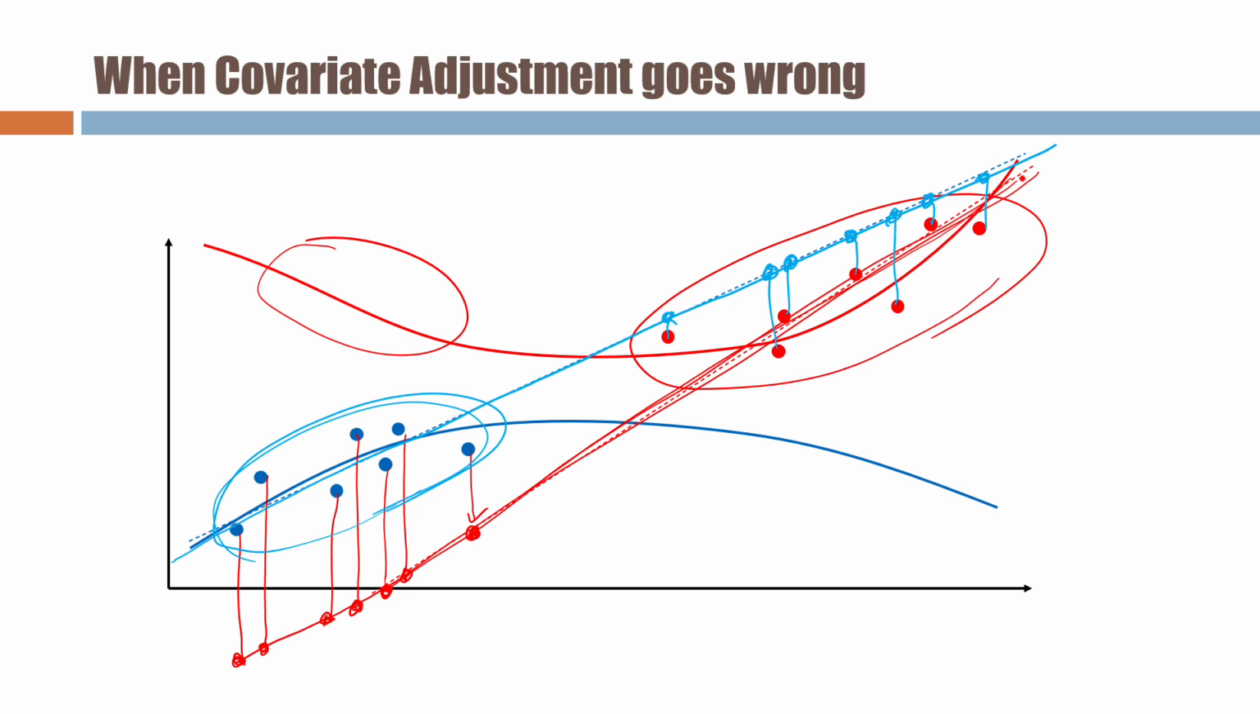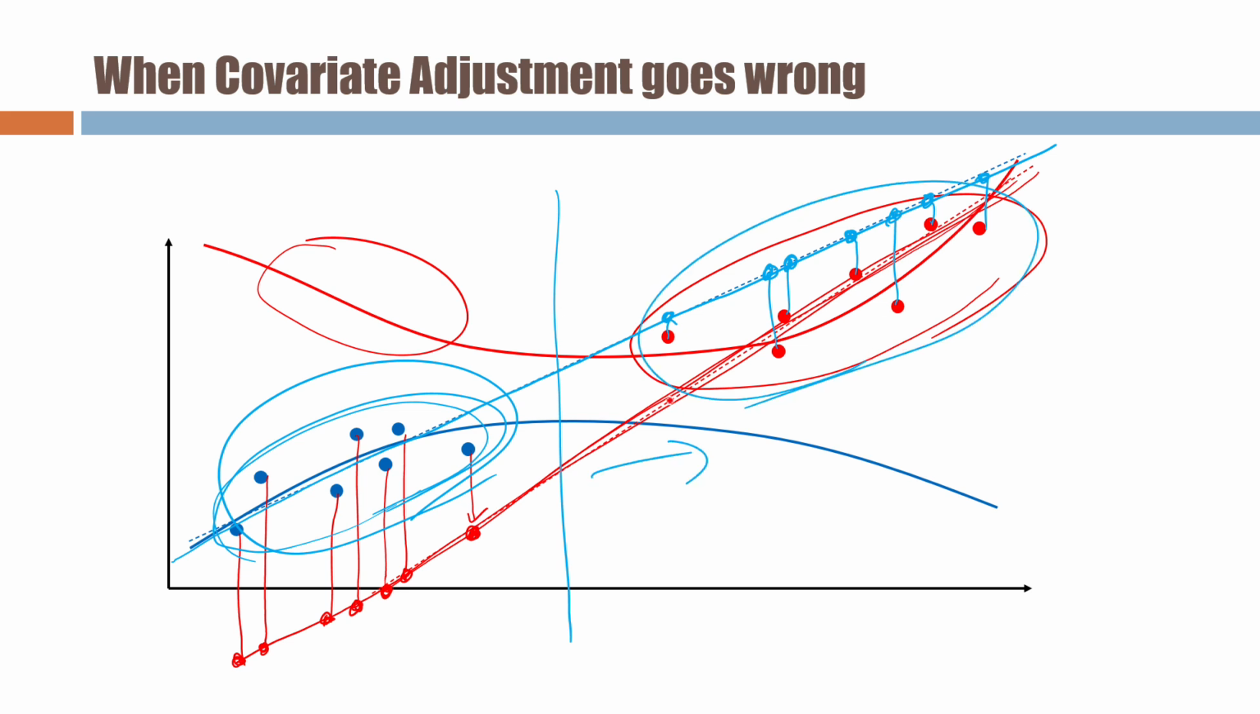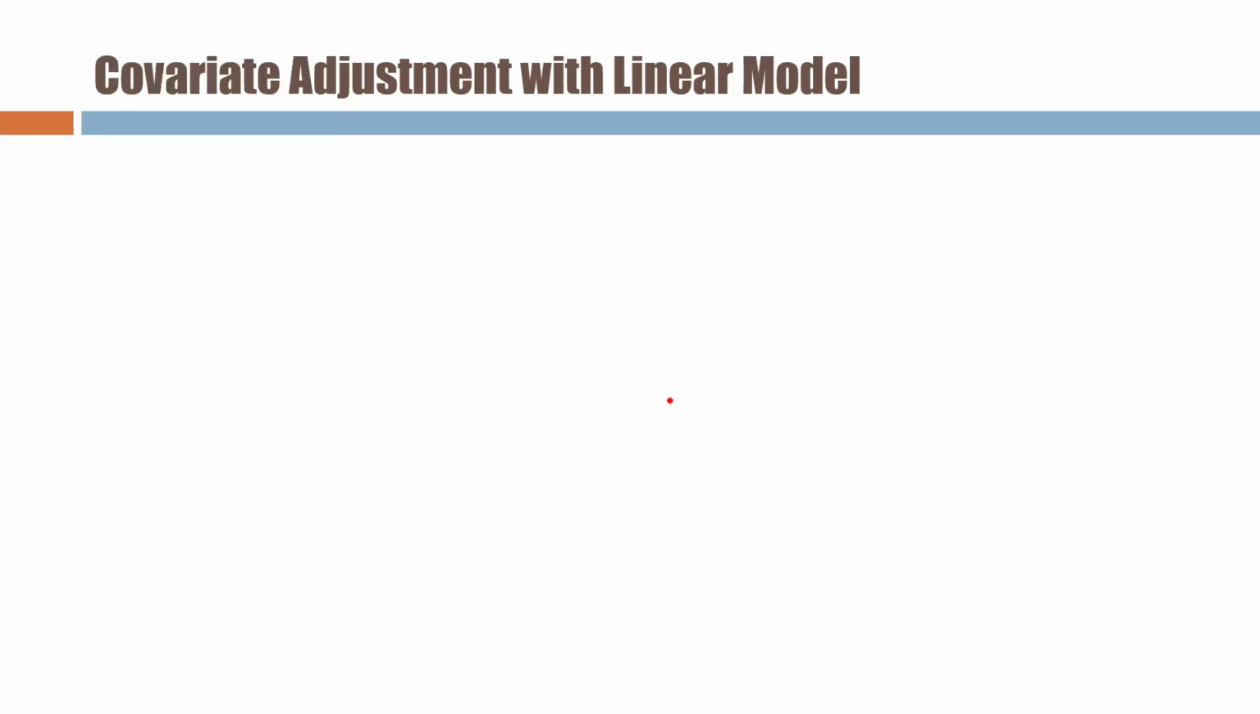So that's when the covariance adjustment goes wrong, when we don't have a lot of overlap. Actually, this is the extreme case. Blue and red don't have any overlap. Here everything is blue, and on the other side everything is just red dots. There's no overlap at all. If there's no overlap or just a little bit of overlap, this method, covariate adjustment, will lead you to the wrong conclusion. So you have to be careful.